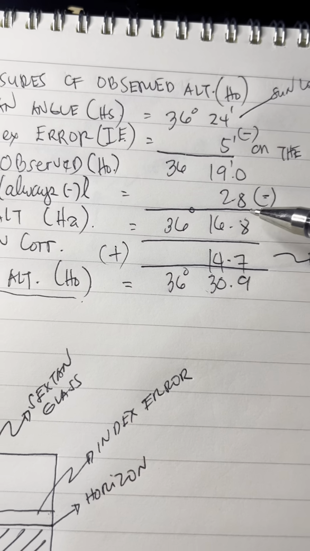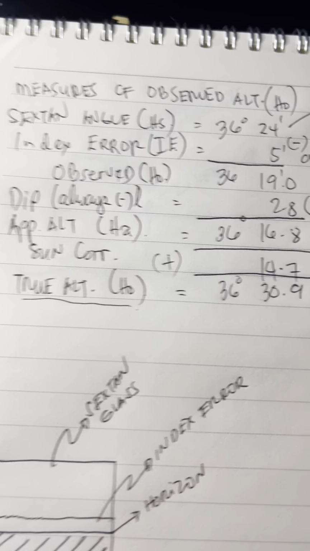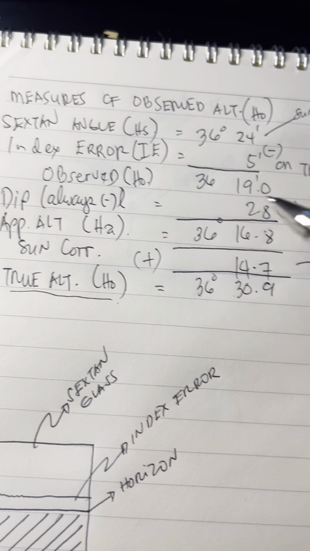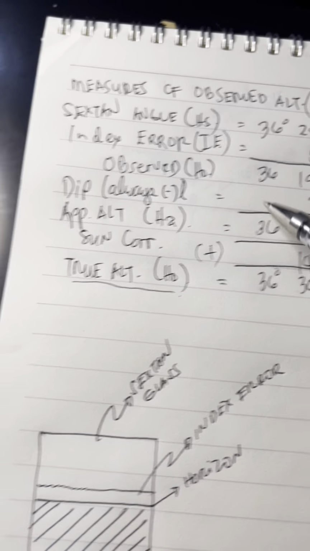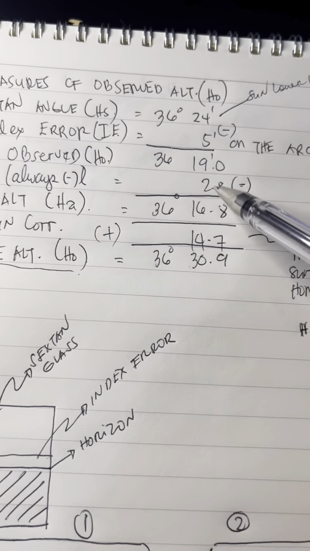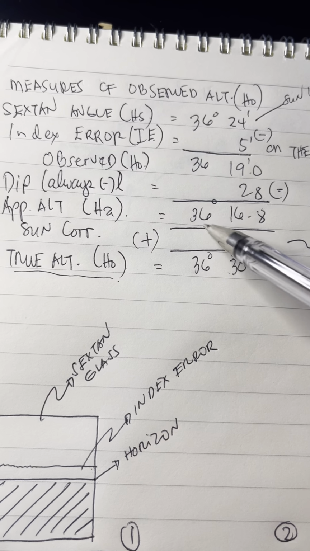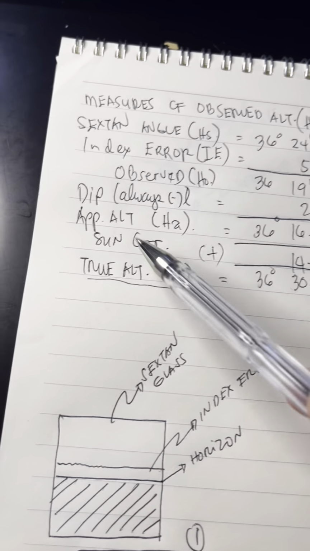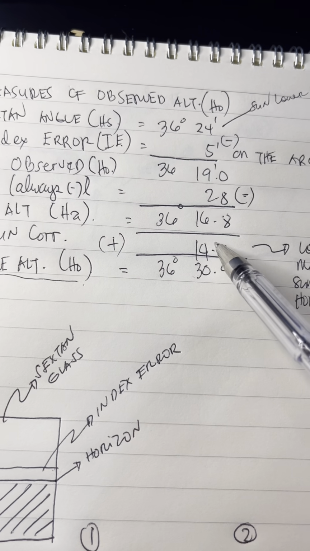This is why I put 2.8 minutes here. So dip is always subtract. After subtracting this one, we get 36 degrees 16.8 minutes. So this is your apparent altitude.